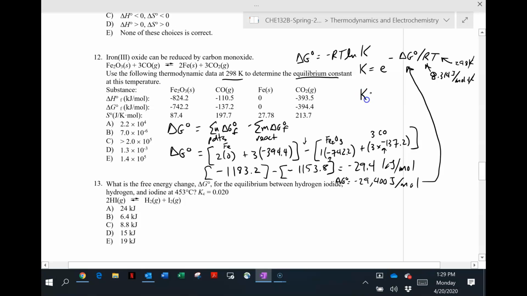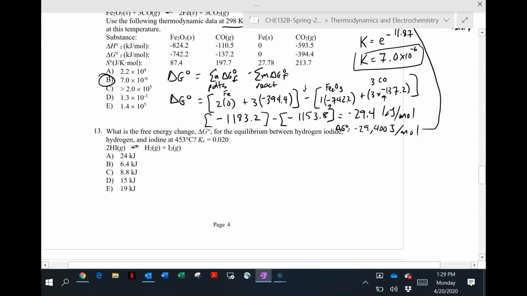So when we plug those numbers in, we're going to have 29,400 divided by 8.314 divided by 298. So we've got e to the negative something like 11.87, and that value is going to be, I get 7.0 times 10 to the negative 6 is the value I get for that equilibrium, which is answer B. So we can relate that.